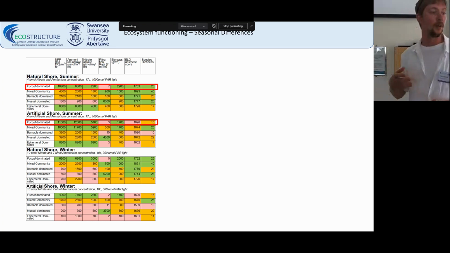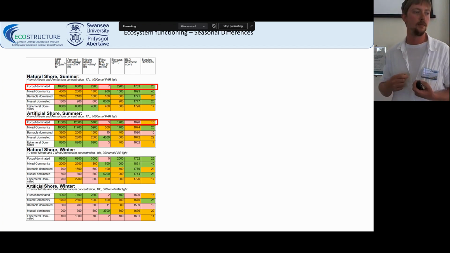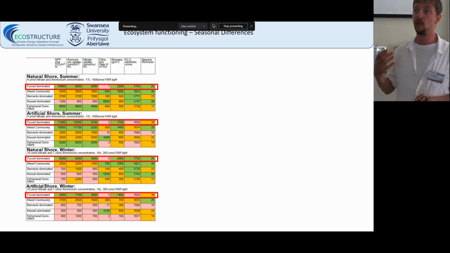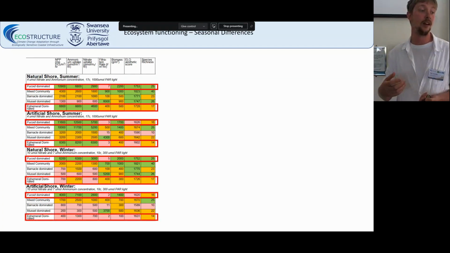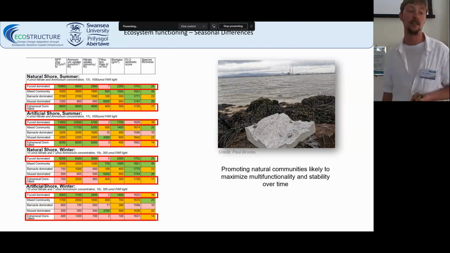So we found, for instance, on fucoid-dominated shores, that artificial shores dominated some metabolic functions during the summer because of these ephemerals, as we saw in the last slide, but fall back more harshly in the winter than their natural analogues. For ephemeral-dominated shores, it was even more stark, as artificial structures lack the complex understory communities that characterise many natural shorelines. As such, we expect that promoting diverse naturalistic communities on artificial shores through ecological enhancement might help maximise functionality.